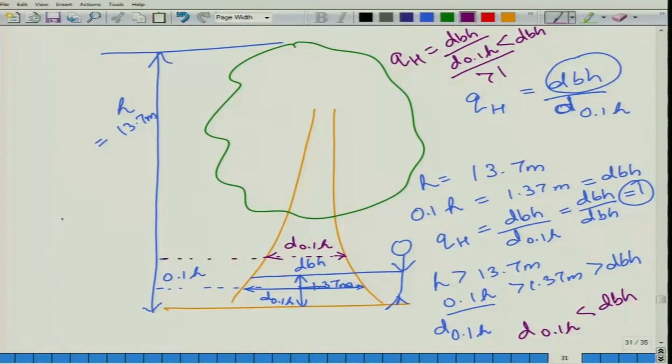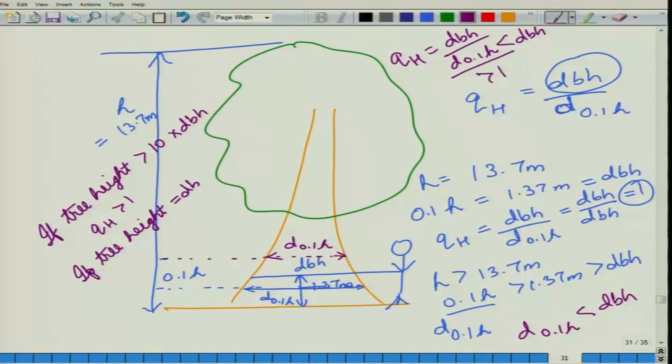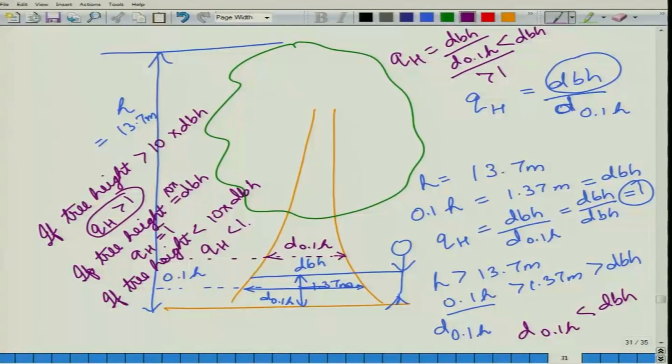So, if tree height is greater than 10 times dBH, then Hohenheim's form quotient is greater than 1. If tree height is equal to 10 times dBH, Hohenheim's form quotient is equal to 1, and if tree height is less than 10 times dBH, we will have QH less than 1. Now, the height of a tree goes on increasing with its age. So, basically whether QH is greater than 1, equal to 1 or less than 1, and what would be its exact value would be dependent on its age. So, this is one form quotient that is highly dependent on the age of the tree.